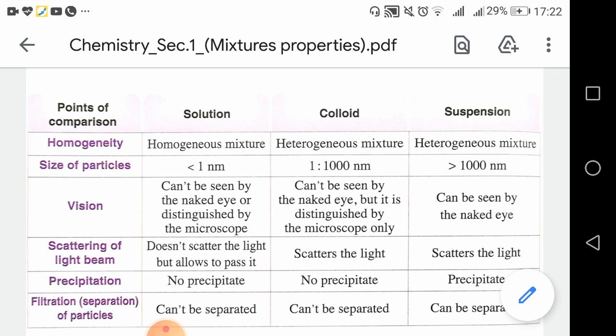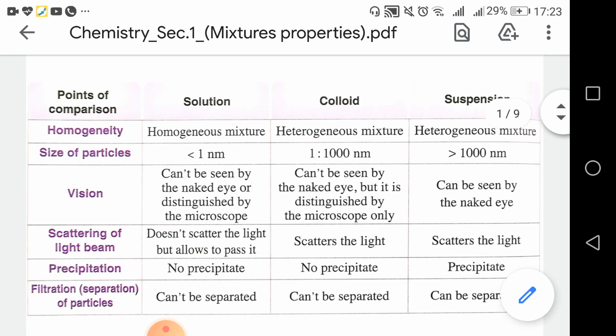For example, the vision, which is the third point of comparison. In a solution, the components cannot be seen by electron microscope or even naked eye, while colloid particles can be seen by electron microscope but cannot be seen by naked eye. In the case of a suspension, we can see its particles by naked eye, okay?